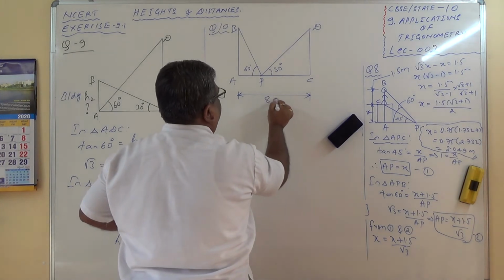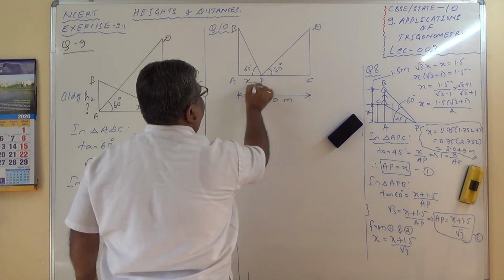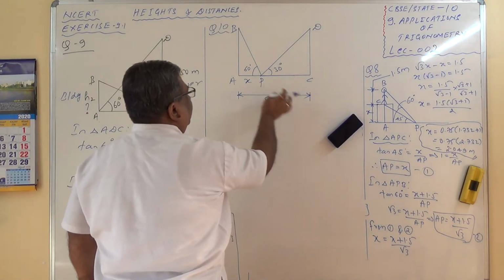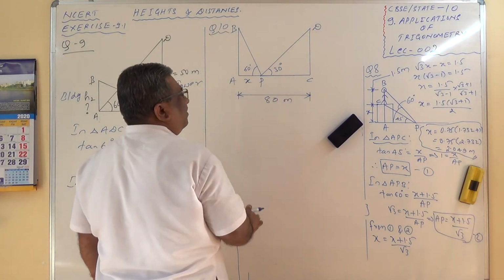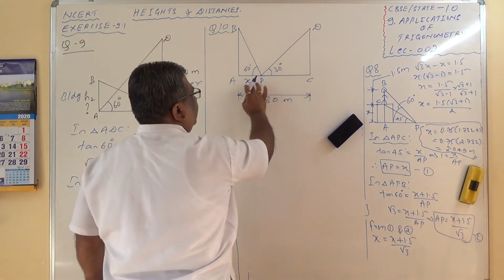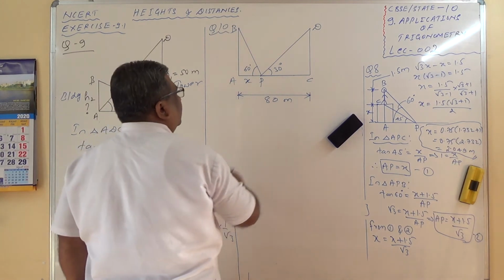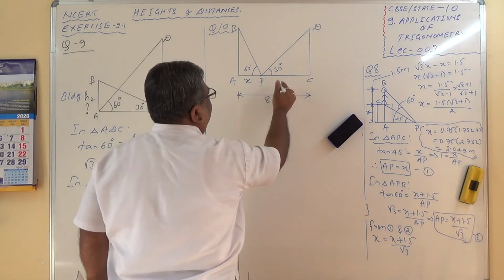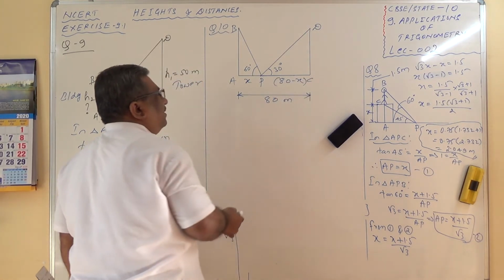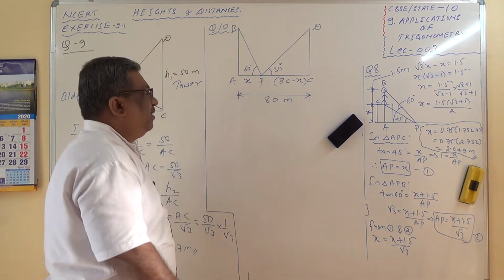Okay, this is 80 meter. Now let this AP be X, and what about PC? If this is 80 and this is X, then PC will be 80 minus X. You can take Y also. If you take Y, then X plus Y is equal to 80. It is preferable to take 80 minus X rather than Y, please remember, because only one variable is there. We should be able to solve it very quickly.